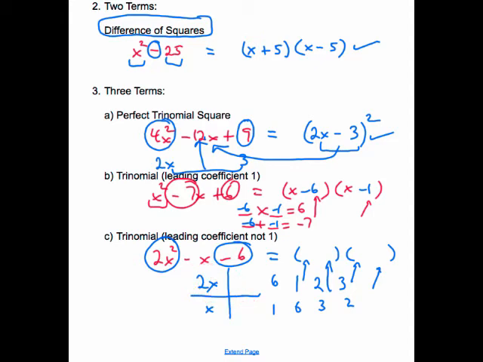And so our last possibility is 3 and 2. Cross product is 4, cross product is 3. 4 and 3 subtract to negative 1 if I put a negative on the 2, so that I have negative 4x and 3x. Okay? And so my factored form is (2x + 3)(x - 2).